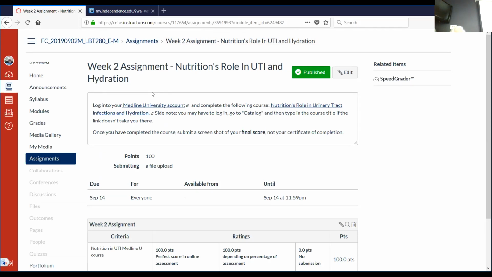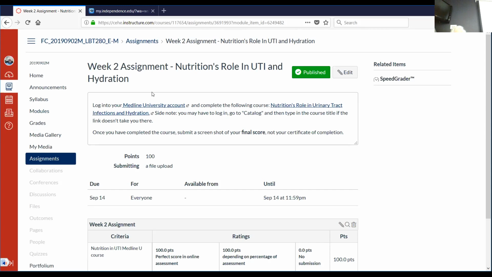Medline is a major supplier of supplies to hospitals, doctors' offices, and places like College America. So they are trying to do their best here with Medline University to give back to their community. Okay, so there at the end there will be a quiz, and you'll have a final score.